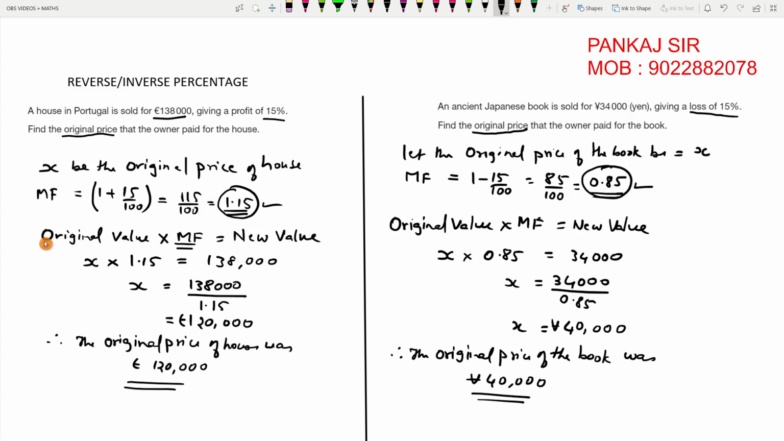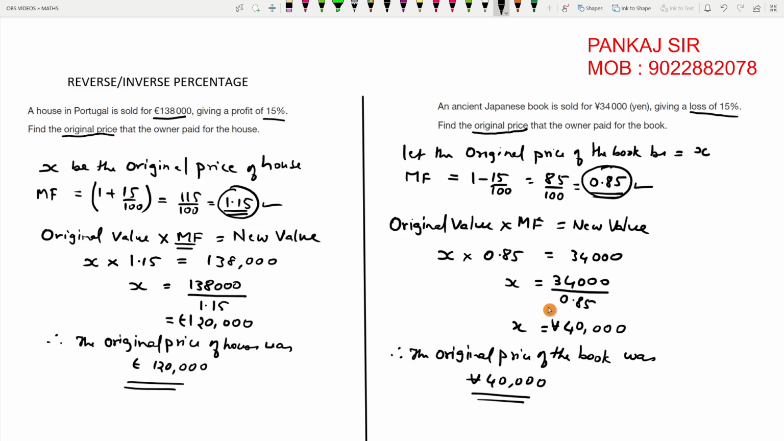Second is, always you have to remember this formula, that is original value times the multiplication factor will give you the new value. So whenever they have asked you to find out the original value, what you have to do is divide the new value by the multiplication factor. In both these questions, the original value was asked, so what you did is divide the new value by the multiplication factor.